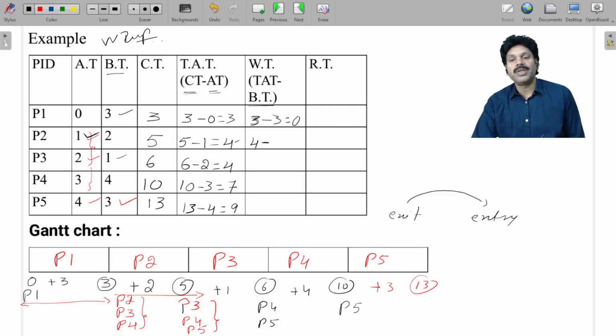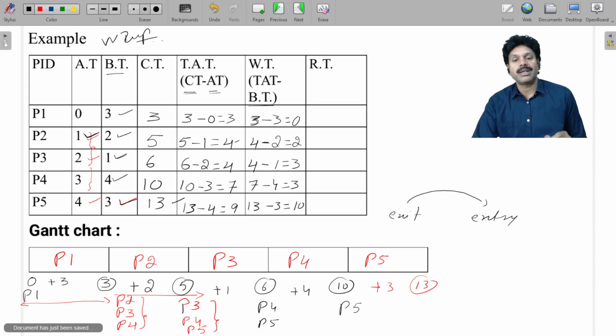It is busy with how many units? 2 units of the CPU. So 2 units are waiting time. This is a 4 and it is busy with the 1, so waiting time is 3. Then it is a 7, it is busy with CPU 4, so 3 units. And this is a 13, it is busy with CPU 3, so 10 is the waiting time.